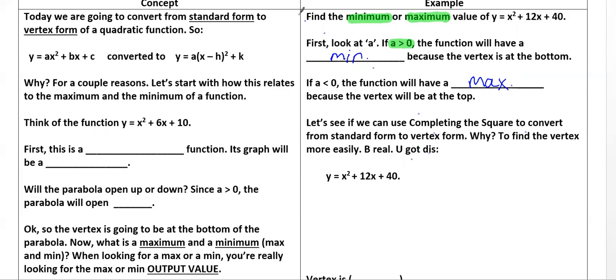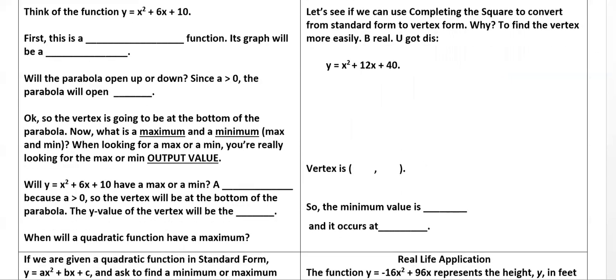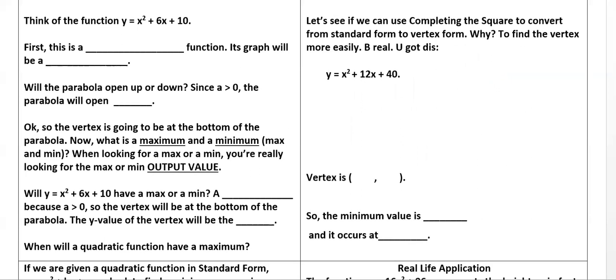Okay, we're going to now use completing the square. Instead of doing the negative b over 2a to find the vertex and then substituting that in to find the output, we're going to try completing the square. The big reveal here is that completing the square allows us to convert from standard form to vertex form. Why? To find the vertex more easily.